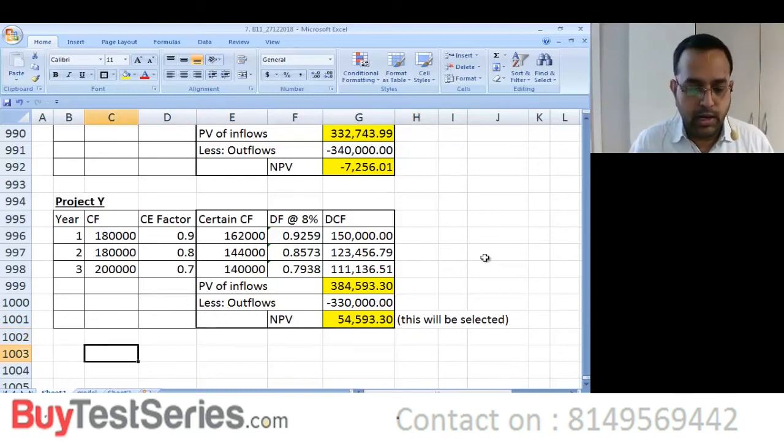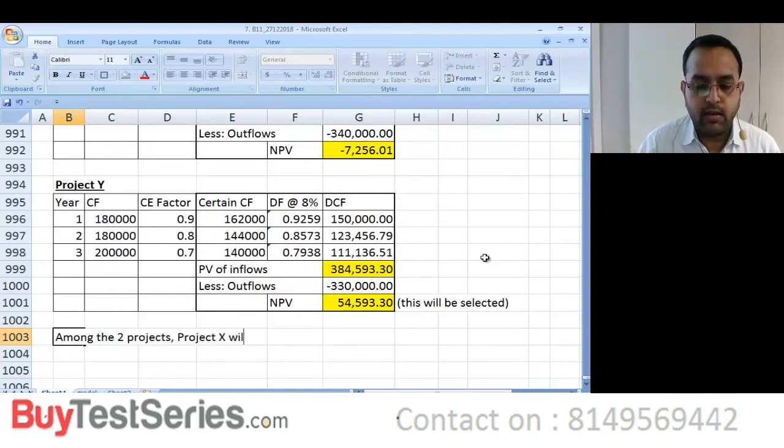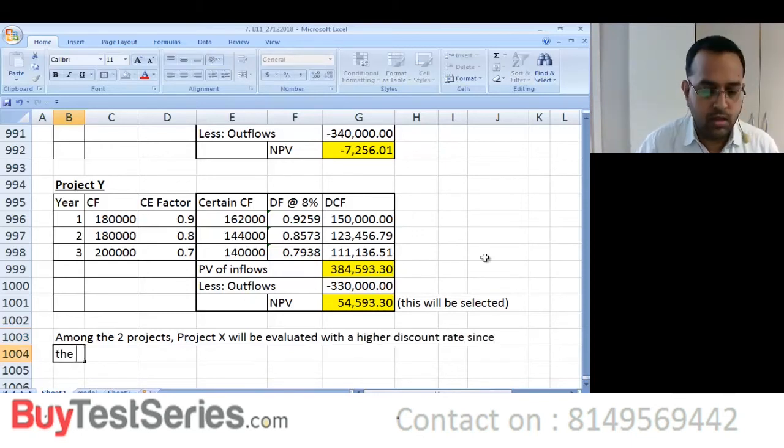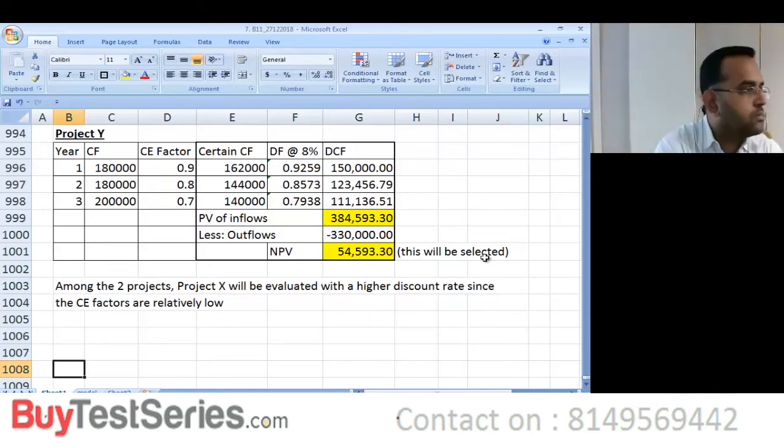So further we'll conclude that among the two projects, project X will be evaluated with a higher discount rate since the CE factors are relatively low. It's less certain. That's why it's more risky. Right? So we'll proceed further.